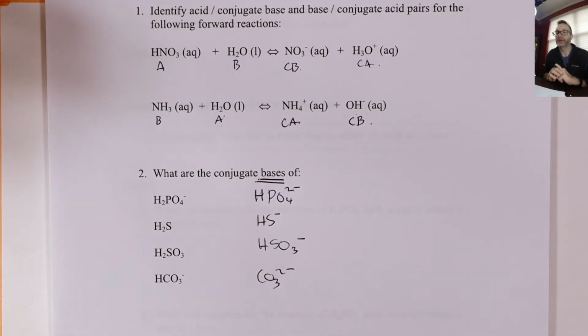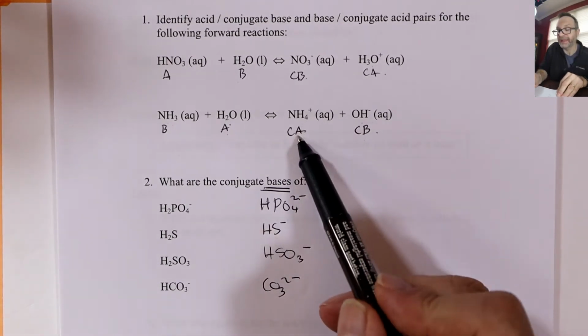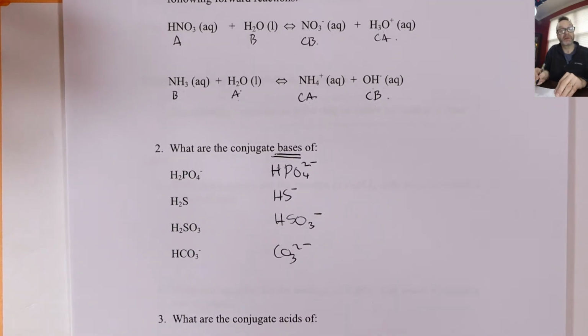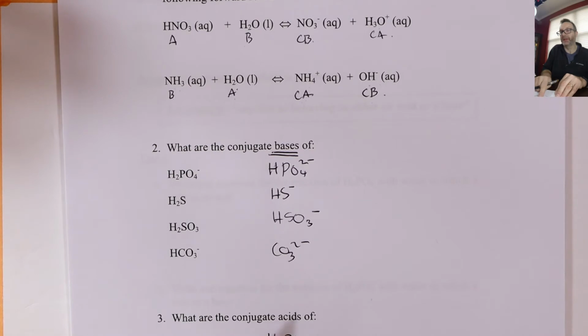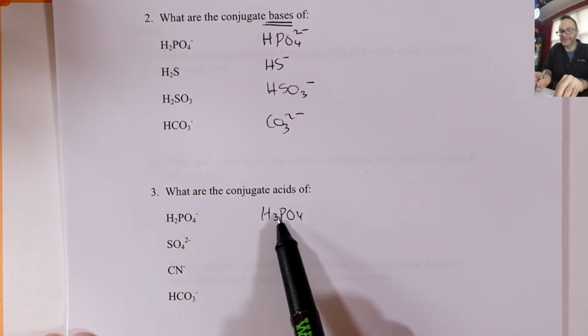HSO3 minus, and this one, CO3 2 minus. Okay, all right. Conjugate acids. Now the acids, if we go up here, okay, acids have gained, right? So we're going to gain protons. H3PO4, we gain an H plus, we lose a minus. Oh, sorry, up we go. We gain an H plus, we lose a minus.